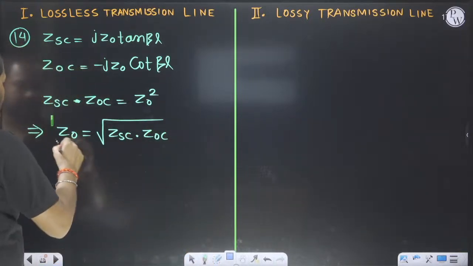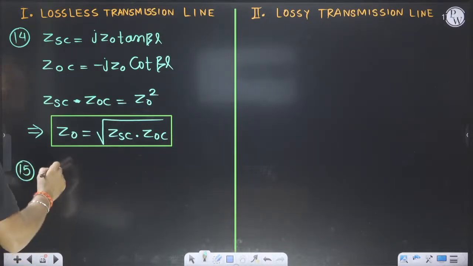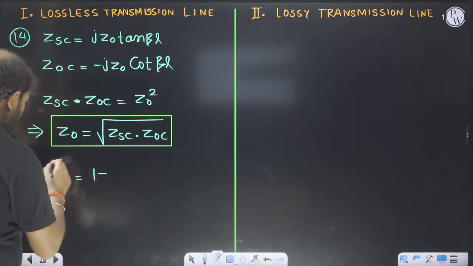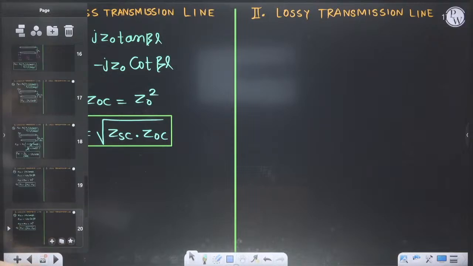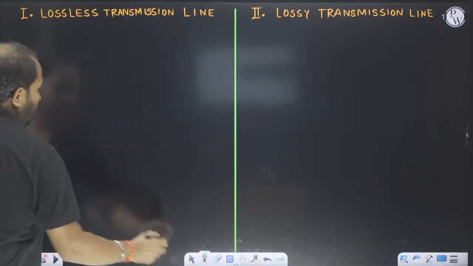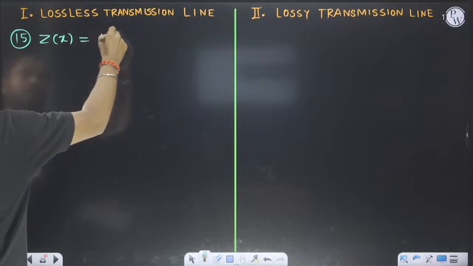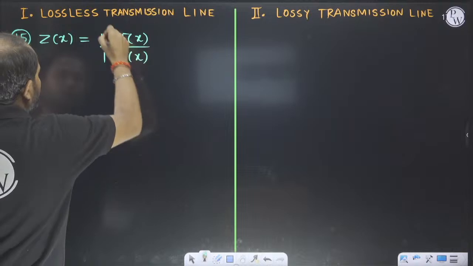Then we have last formula, 15th, that is Zin is equal to, so we are going to derive in the next page. So this is the formula for relationship between ZSC and ZOC. Then we have last point, 15th point is Zx is equal to 1 plus gamma x upon 1 minus gamma x into Z0.